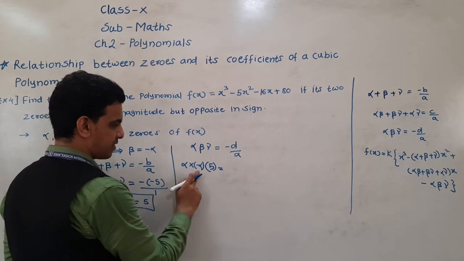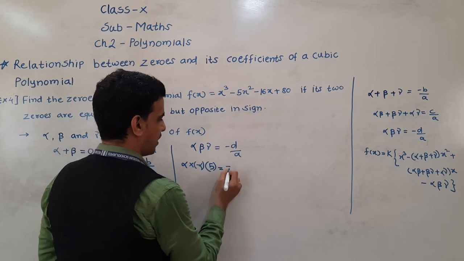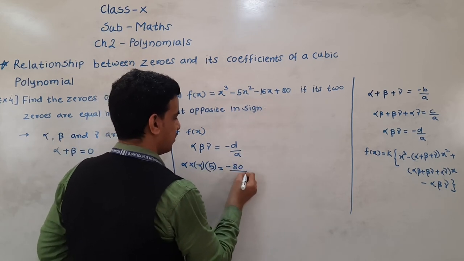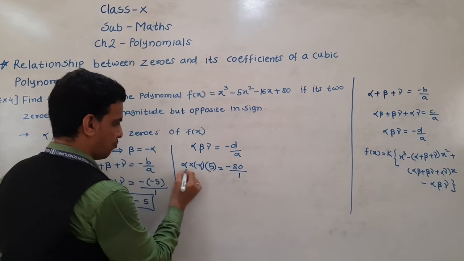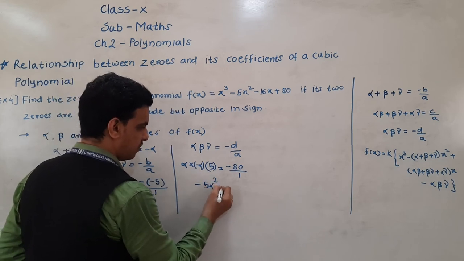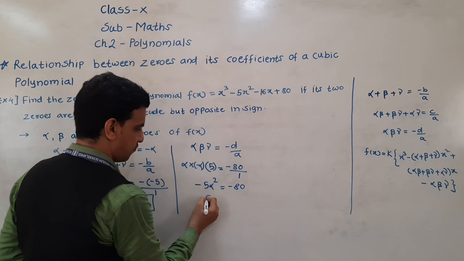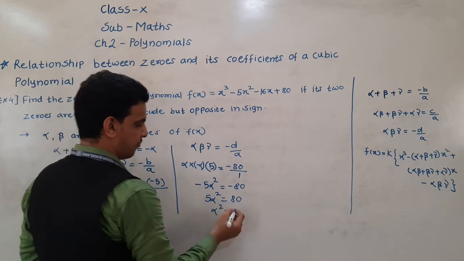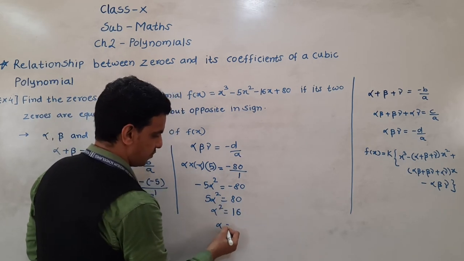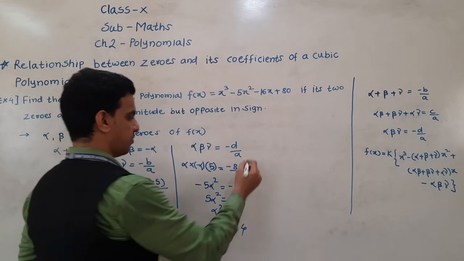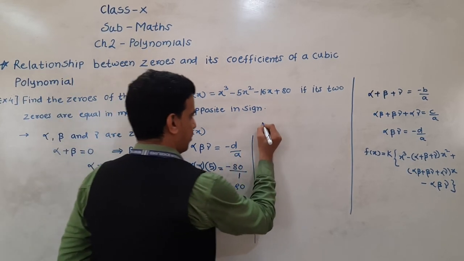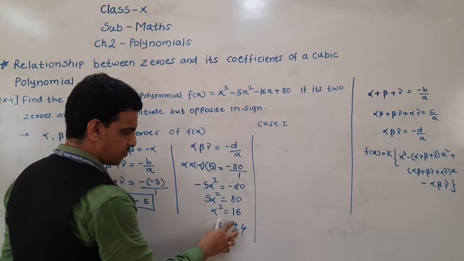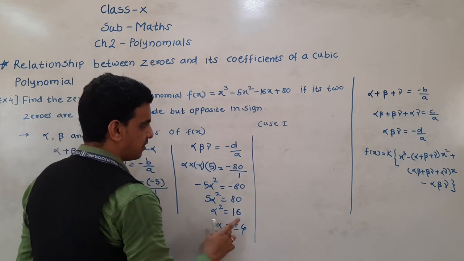Okay, so alpha into minus alpha into 5 is equal to minus d by a. The value of d is 80 and the value of a is 1, so minus 5 alpha square is equal to minus 80, that is 5 alpha square is equal to 80. So alpha square is equal to 80 divided by 5, that is 16, so alpha is equal to plus minus 4. Okay, so this alpha is equal to plus minus 4, and we divide this into two cases.